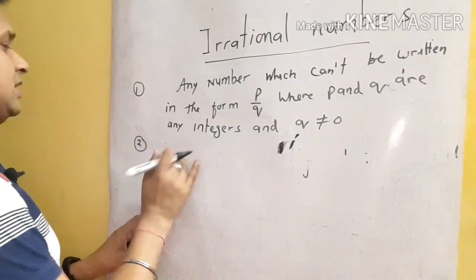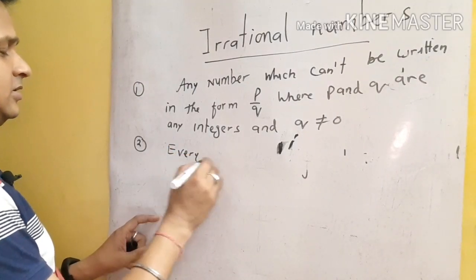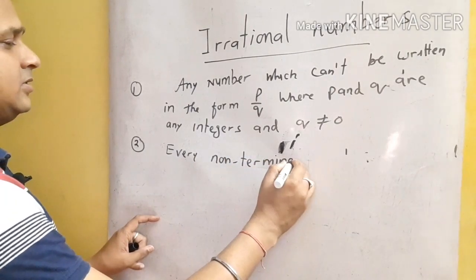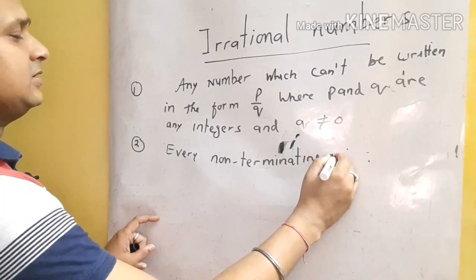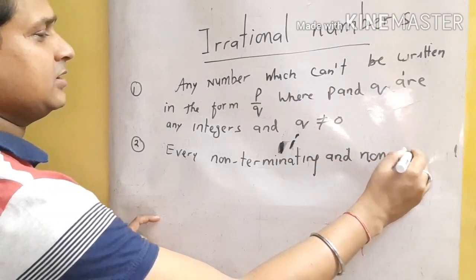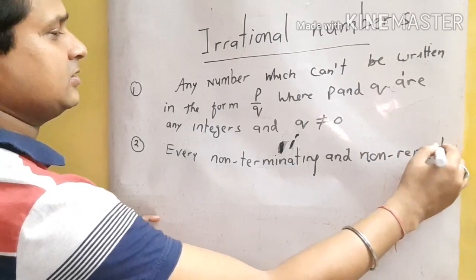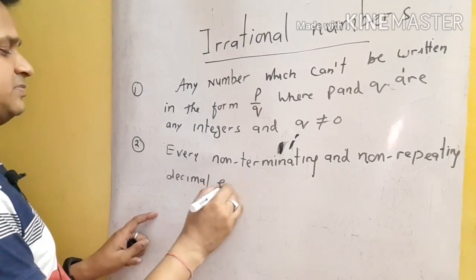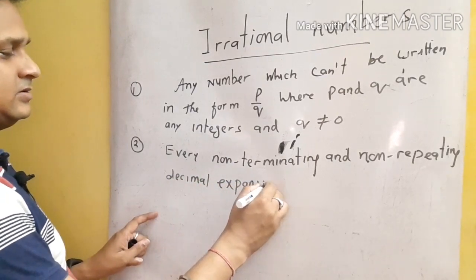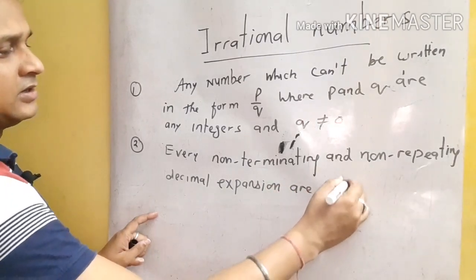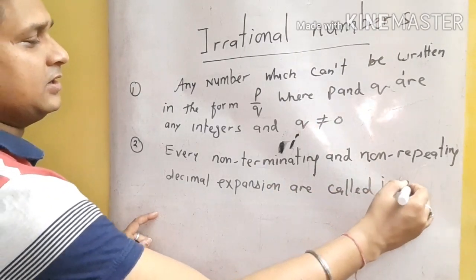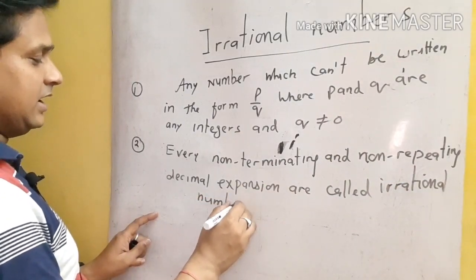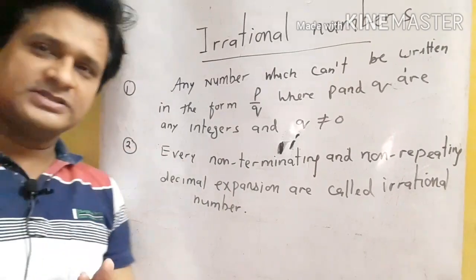Now the second definition: every non-terminating and non-repeating decimal expansion is called an irrational number. This I had told you earlier. Okay, so we got two definitions of irrational number.